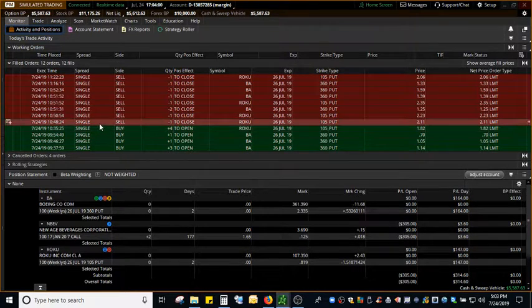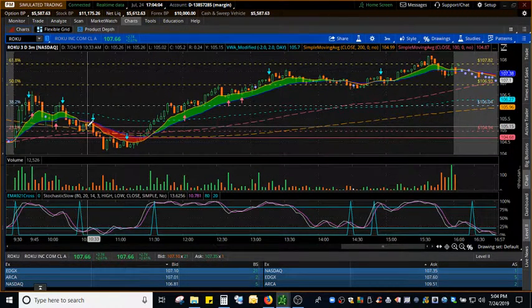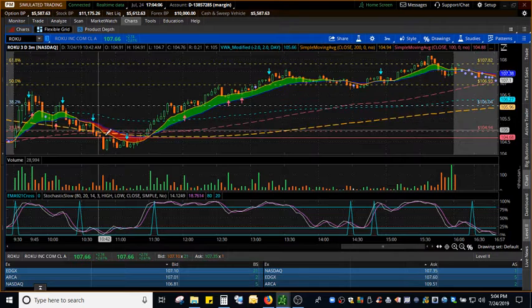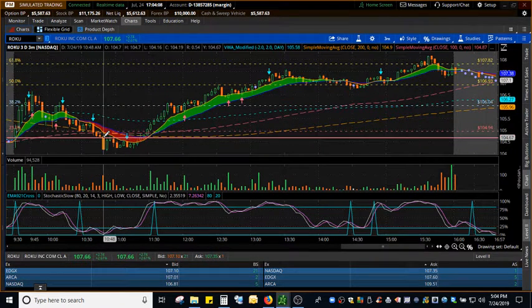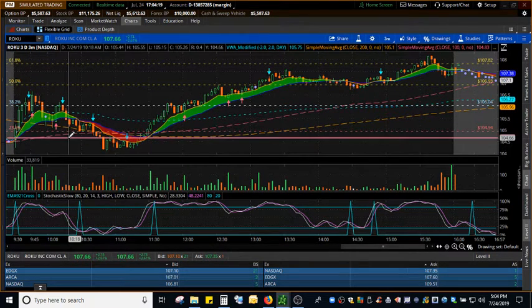I sold the first ones at 10:48, so I got in at 10:35, which was right about the close of this candle. Sold 2 of them at 10:48 right at the beginning of this candle, and the reason why is because we were coming up on today's open. And I have to change these colors because these don't match up with my real trading account. It's confusing me.